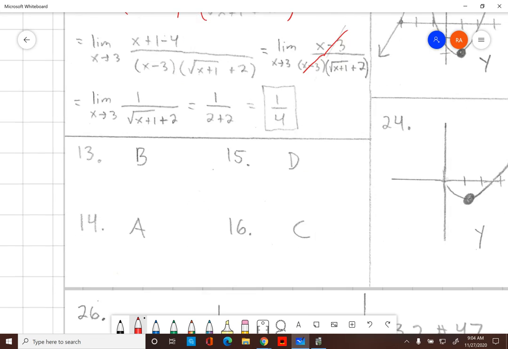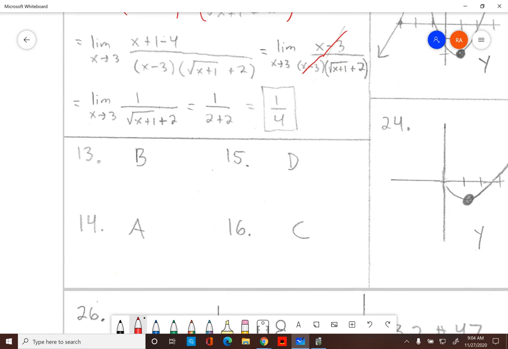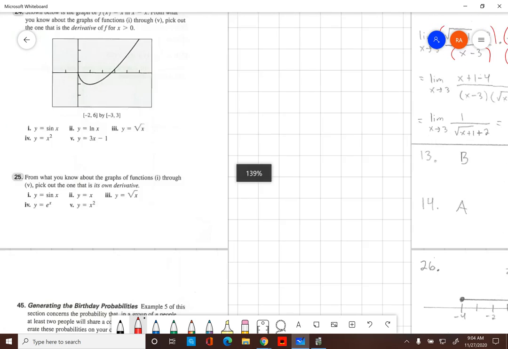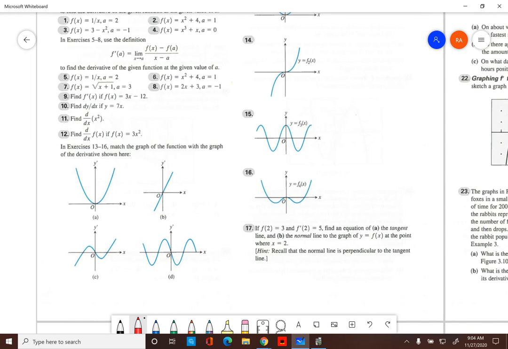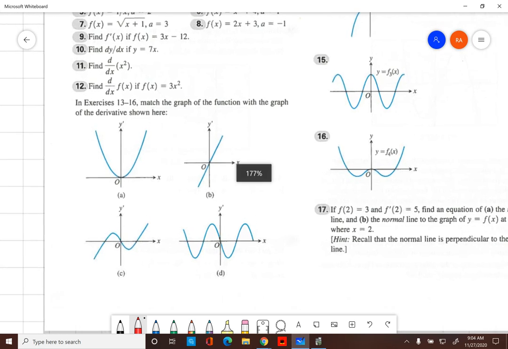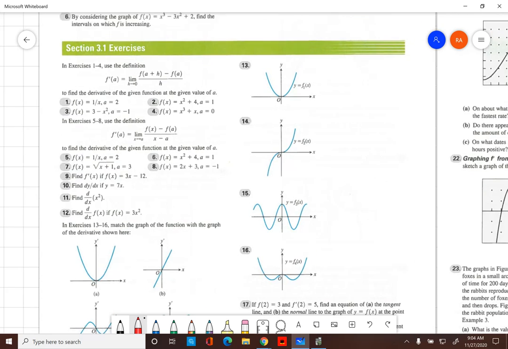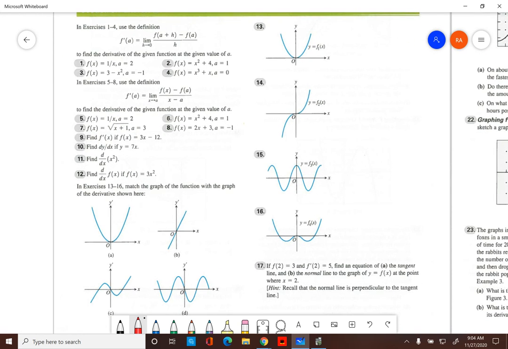Okay, cool. So now 13, 14, 15, and 16. I'm going to go check out the book here. I'm given some functions here, and I want to match up. These are derivative graphs, so these are slope graphs. I'm starting with this 13, 14, 15, and 16 here. I don't know if I did make a sketch of what this derivative graph would look like. Again, the derivative being a function itself. Well, let's see.